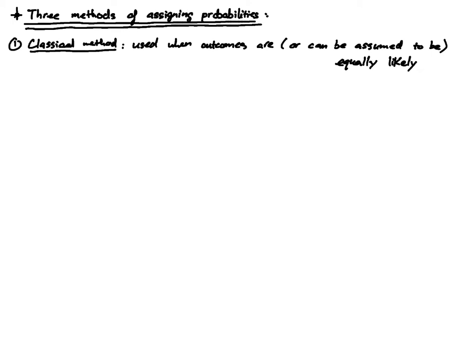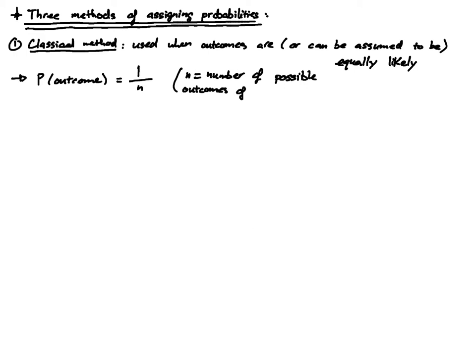And when outcomes are equally likely, the probability of any given outcome is equal to 1 over n, where n is just the number of possible outcomes of an experiment. Now let's look at a couple of examples.